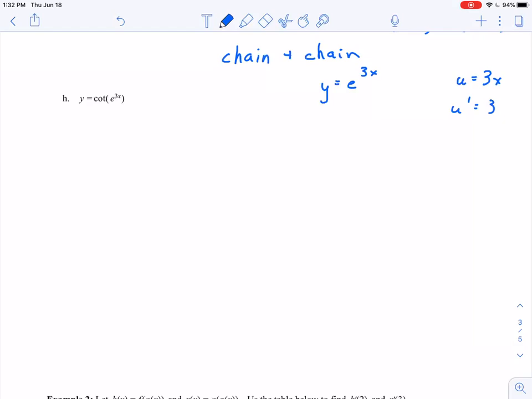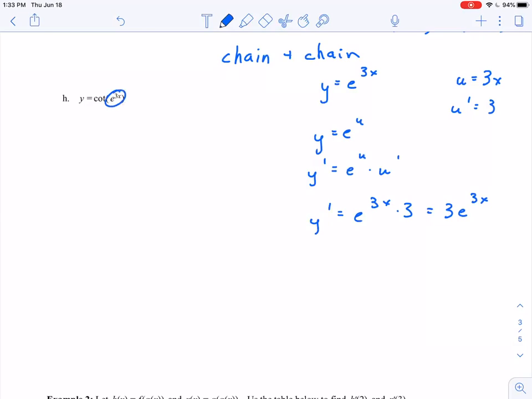So, okay, I know that when I make my substitution, this is really y equals e to the u. So when I take my derivative, this is really going to be e to the u times u prime. So my fourth step then, let's take u and u prime, we'll plug those back in. Y prime is equal to e to the 3x times 3. And let's go ahead and rewrite those. That's really 3 times e to the 3x power.